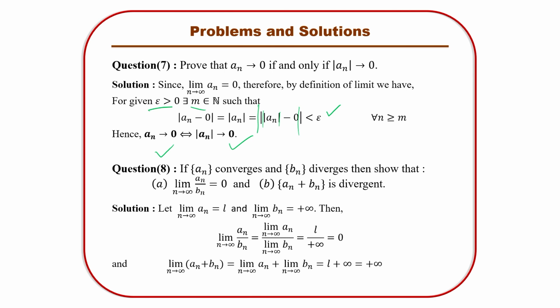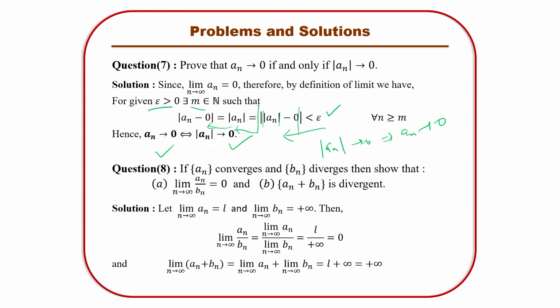Vice versa is also true. Start from here, you will get this equation, and that means modulus of aₙ tends to 0 implies aₙ tends to 0. So once you have modulus of aₙ tends to 0, this also implies aₙ tends to 0. Just reverse it. Now question number 8, I am just going to read it.